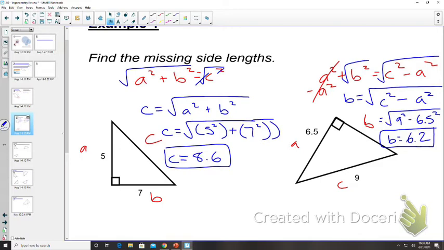So you should have subtracted, right? It should have been 81 minus 42.25, and then take the square root of that. It was a squared plus c squared. Oh no, because I moved it to the wrong side. So be careful when you're isolating.